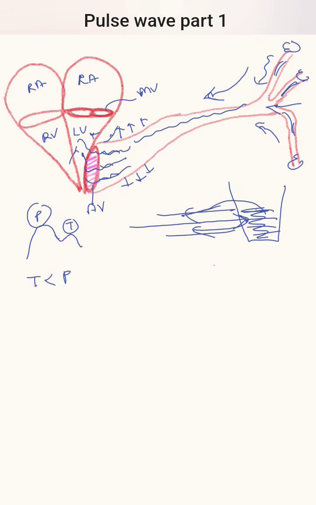Now your systole is complete and your aortic valve now closes. ठीक है? This aortic valve, when it closes, it creates a notch here that is called the dicrotic notch. This is because of the closure of the aortic valve.